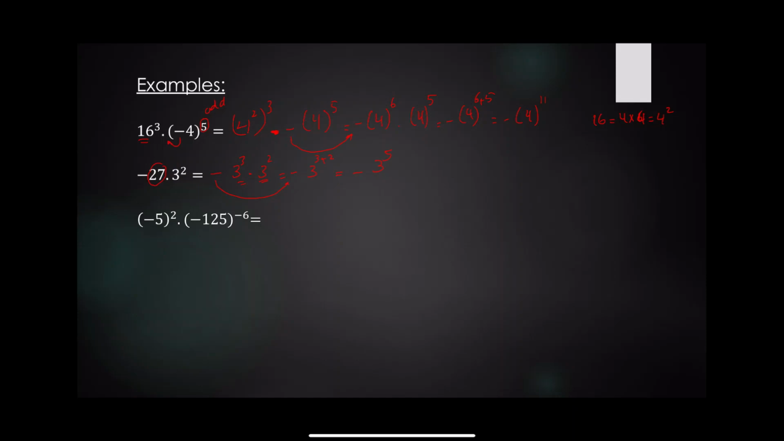Negative 5 to the power 2 and times negative 125 to the power negative 6. Again, 2 is even and 6 also is even.